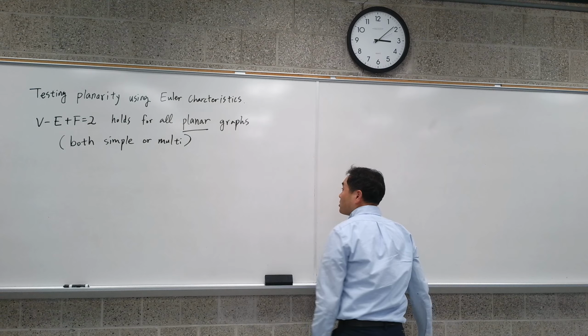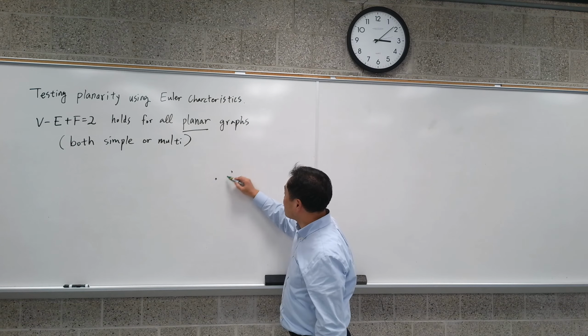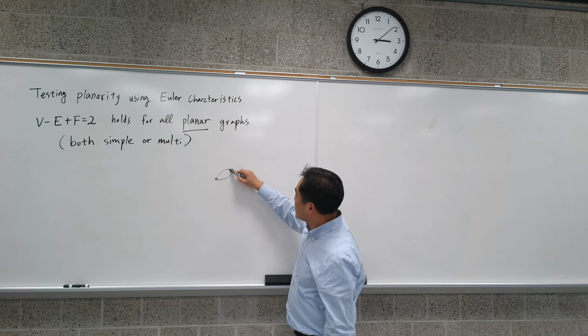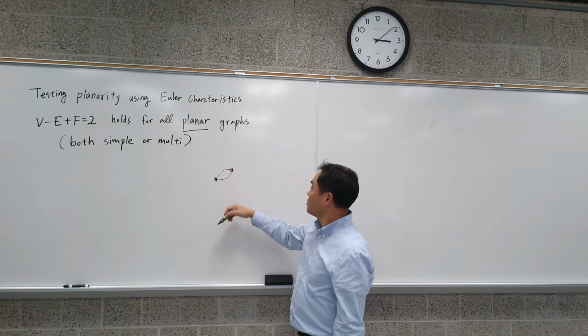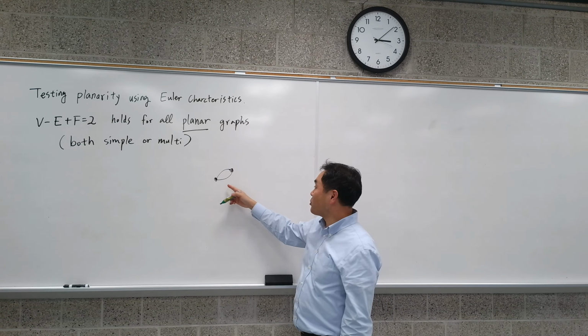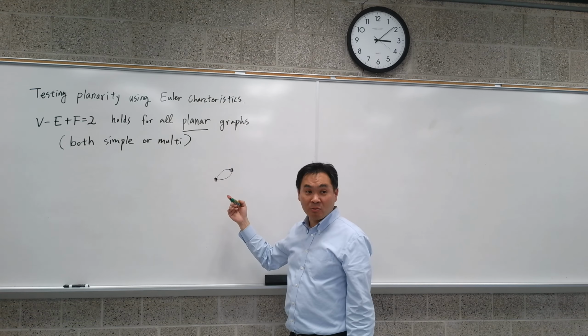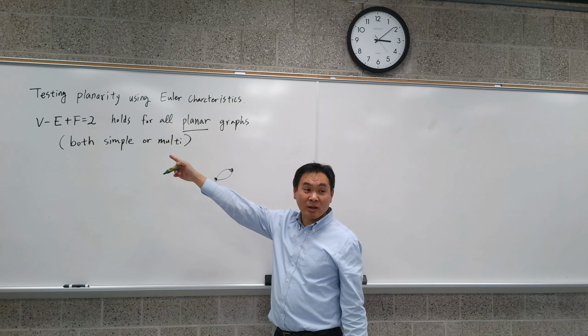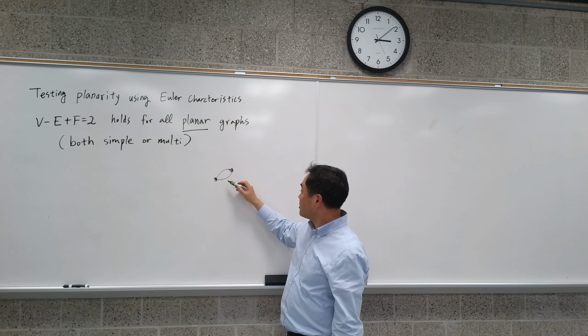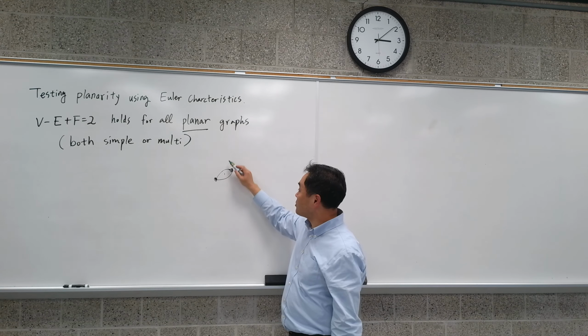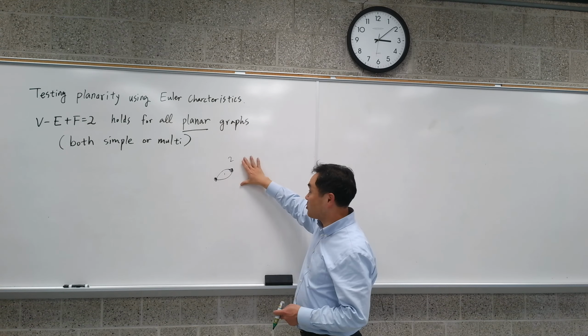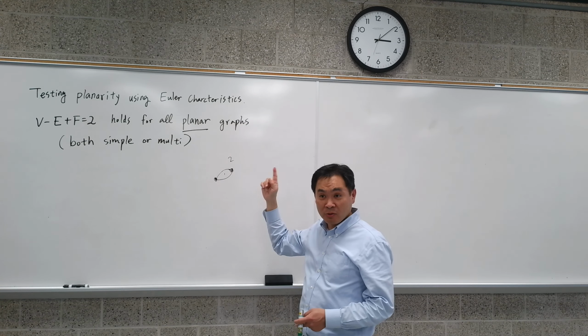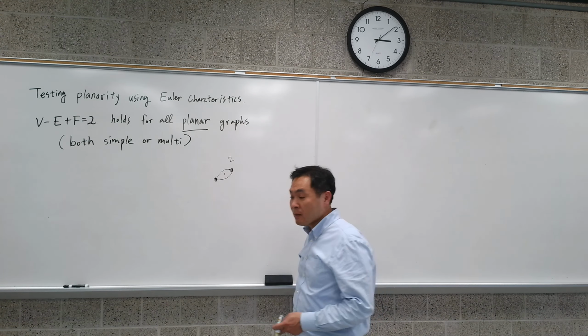Being true in multi means that you have more than one connection between two vertices. So you can have a graph with two vertices and two edges, as simple as this. That would still satisfy that. As you can see here, there are two edges, two vertices, and two faces. Make sure that you have the outside counted as one face, okay? So that's true.